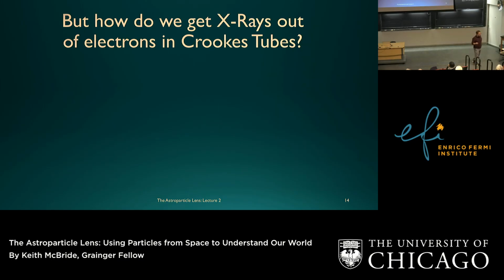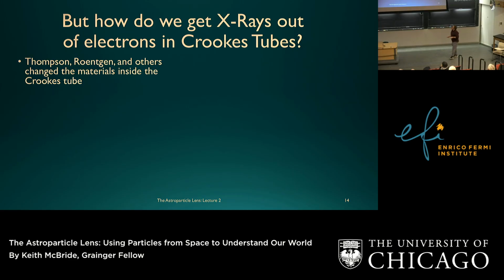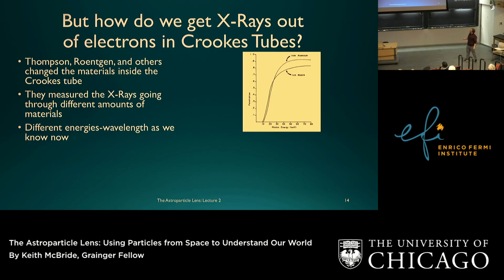But then the question with these two discoveries at the same time, from the same contraptions, from the same understanding, is how do we get X-rays out of electrons in Crookes tubes? So Thomson, Röntgen, and others changed the materials inside their Crookes tubes, and they measured the X-rays going through different amounts of material, right? They said, let's put different kinds of things in the way of the X-rays, kind of like Röntgen did, but inside the Crookes tubes now.